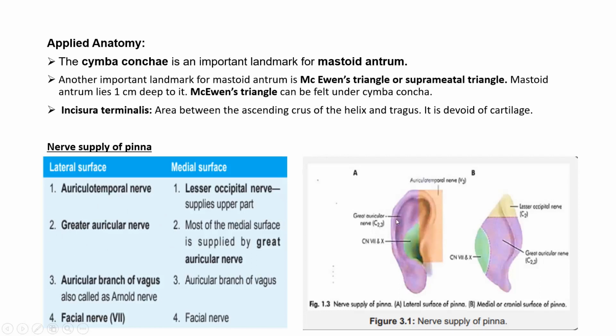And this nerve arises from the cervical plexus, from C2 and C3. Similarly, in the medial part, the supply is from the third division, the mandibular division of the trigeminal nerve. A small portion of the pinna is supplied by cranial nerve 7, the facial nerve, and cranial nerve 10, the vagus nerve. The branch arising from the vagus nerve that supplies the pinna is known as Arnold nerve. This is a fancy name for the auricular branch of the vagus nerve. This is also one important point for the examination. You should remember this.